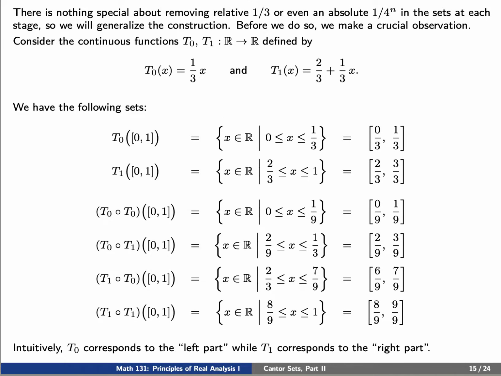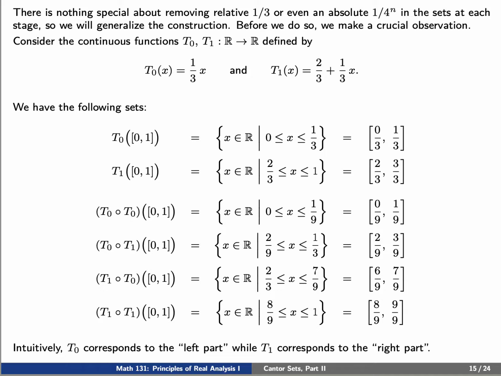Intuitively, T0 corresponds to taking the interval from 0 to 1 and moving it over to the left, whereas T1 says take the interval from 0 to 1 and move it over to the right. You can see literally how this works for the image of the interval 0 to 1 for T0, and similarly for T1.